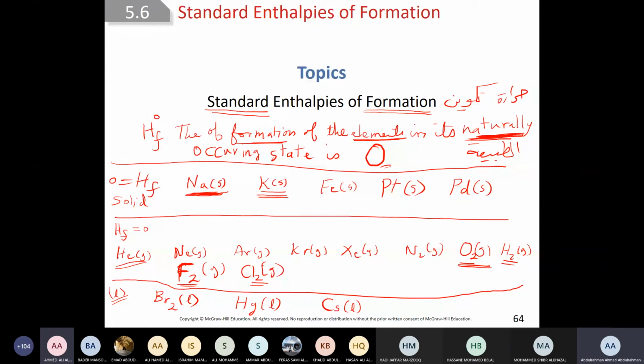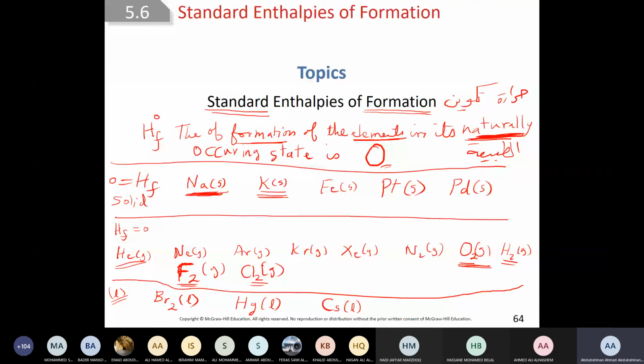Cesium, doctor? Isn't cesium solid? It's in group 1, right? Yes, but it is naturally available as a liquid. But in my periodic table, it's shown as solid. No, it is liquid. If the table is colored, they will put blue for it, not the solid color.